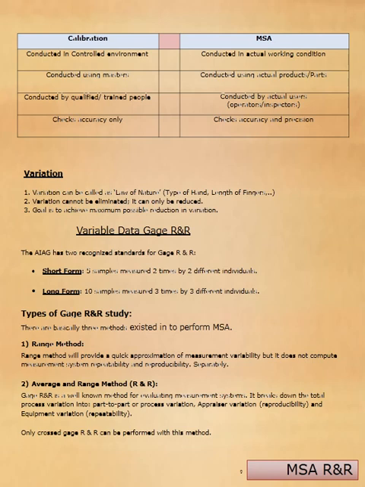Range method. This will provide a quick approximation of measurement variability, but it does not compute measurement system R&R. Average and range method, or X-bar and R method. Gauge R&R is a well-known method for evaluating measurement systems. It breaks down the total process variation into part-to-part variation, appraiser variation, and equipment variation. Only crossed gauge R&R can be performed with this method.